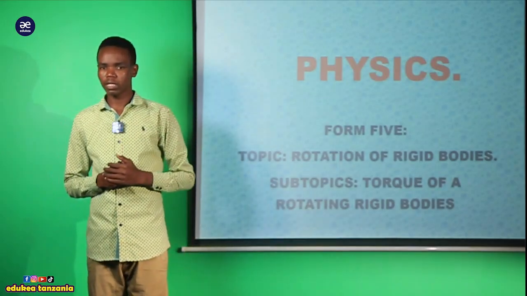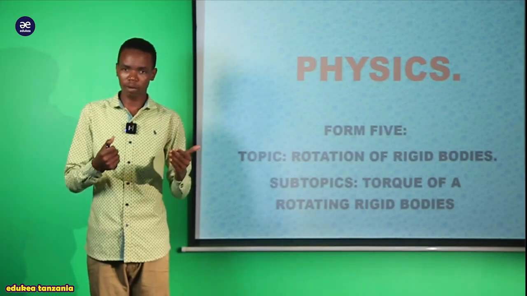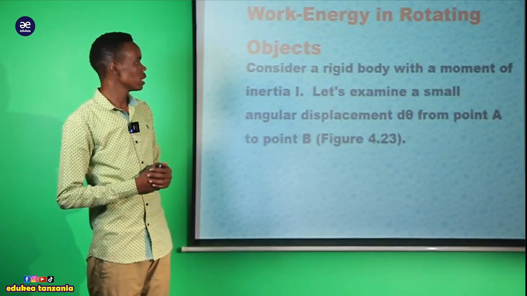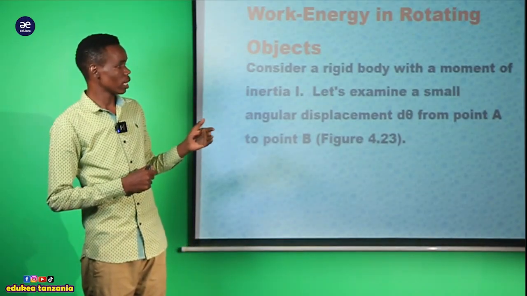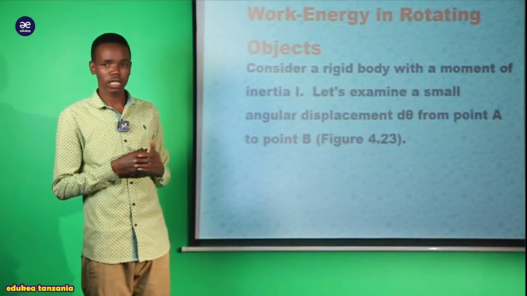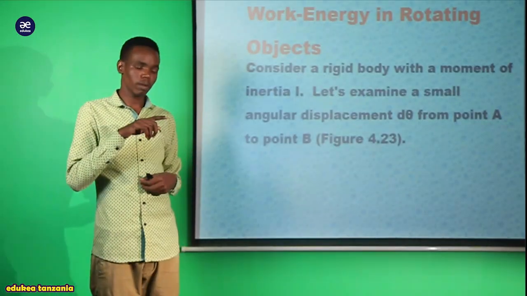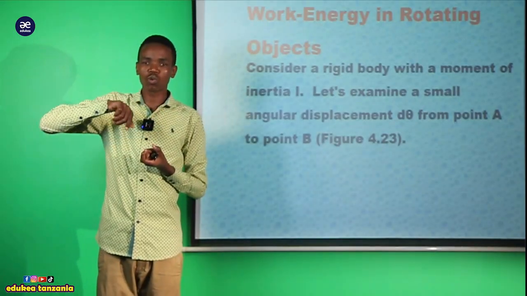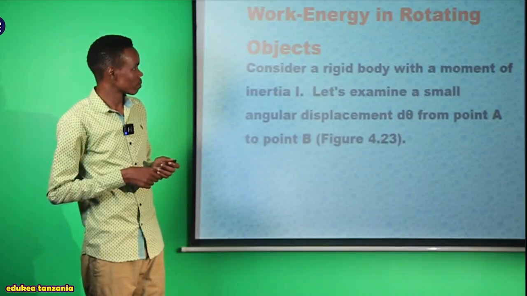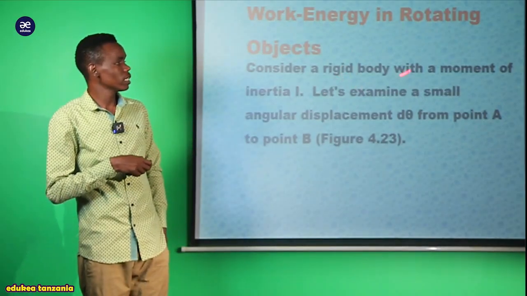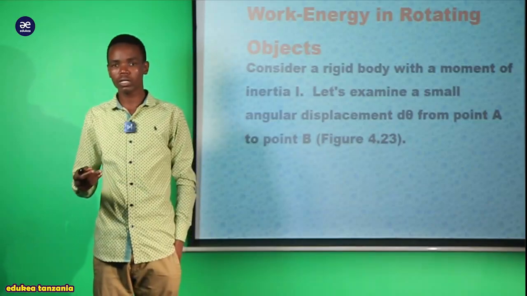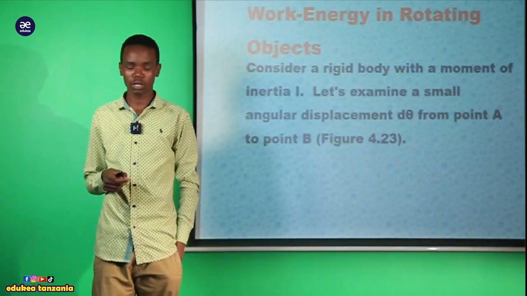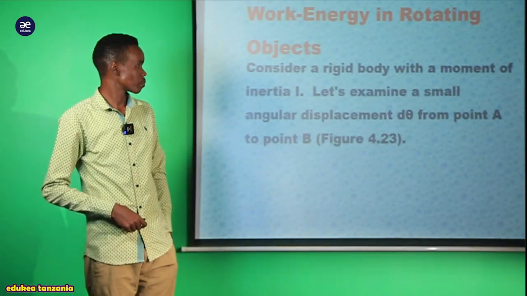We've seen some examples related to what we learned about the work done by the torque. So today we are going to proceed with work and energy. Now we are going to see the work energy in a rotating object. Imagine we have a rigid body trying to rotate about an axis. When this object is rotating, there is some energy that could be either lost or gained. That is what we are going to demonstrate in our discussion today.